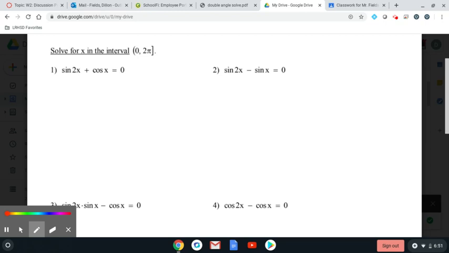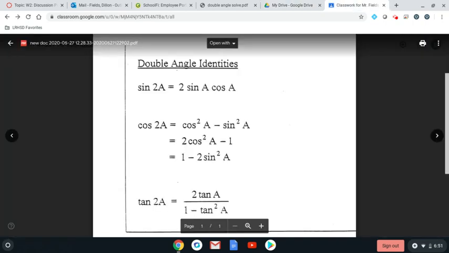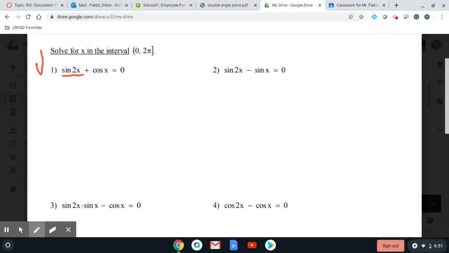All right, so the one I want to focus on first is problem number one. So we have sine of 2x plus cosine of x is equal to 0. Now, anytime that you're working with these equations and the only double that you have is in terms of sine, sine's pretty easy because we know that sine only has one identity that we can use, right? We just have 2 sine A cosine A. So I'm going to take that and plug that in.